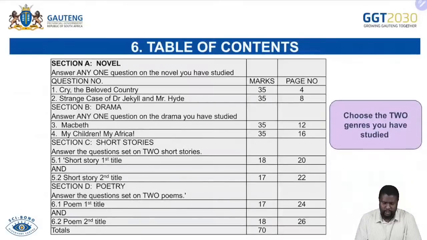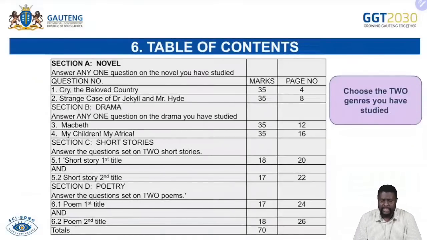There is no need, grade 12, to be going through the entire paper before you start answering. Look at the table of contents, look at the genre that you have studied at school, and look at the page number where you are supposed to go, and you go right there. Remember, time is money, and don't waste it. Don't waste time. You have 2.5 hours to do this.